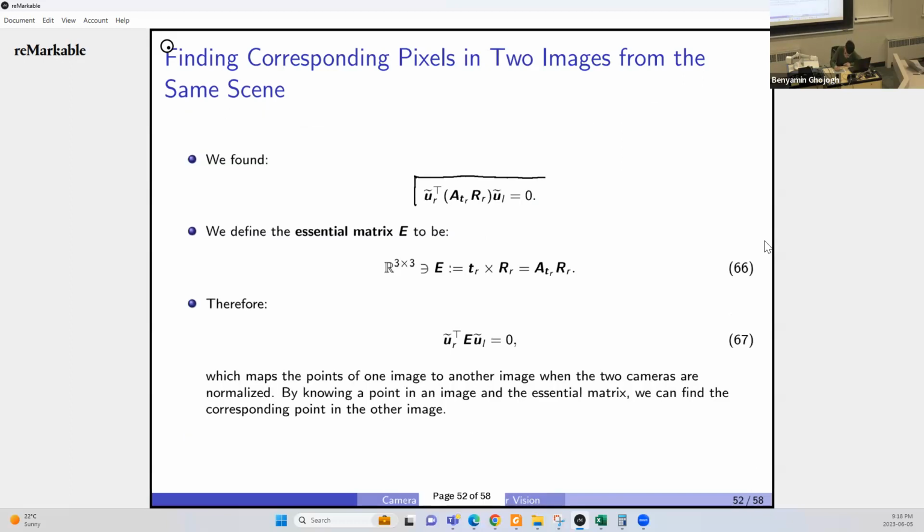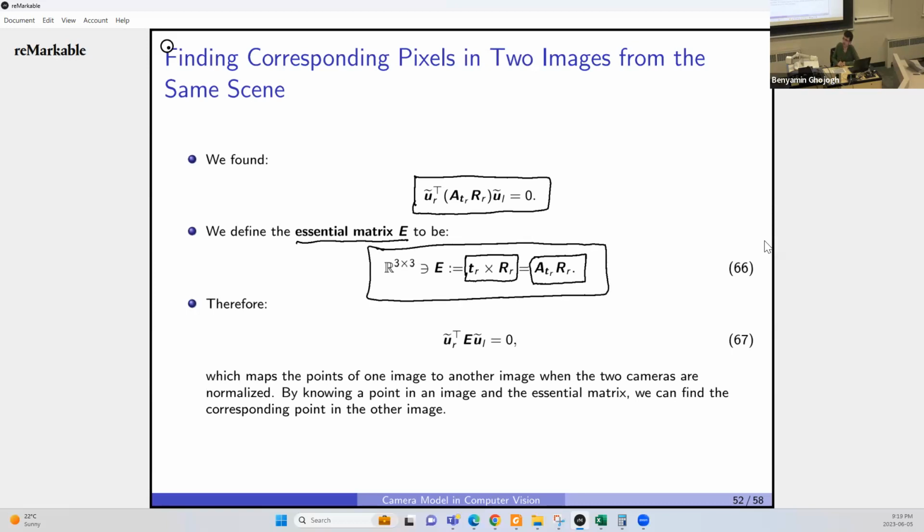We found this, I'm repeating it here. Now we define the essential matrix, one of the most important matrices in computer vision. Essential matrix is a 3 by 3 matrix. It is defined as TR outer product RR, or as we said, it's ATR matrix multiplication by RR. It's called essential matrix. Therefore, if I put it here, I'll have UR tilde transpose E UL tilde equals 0.